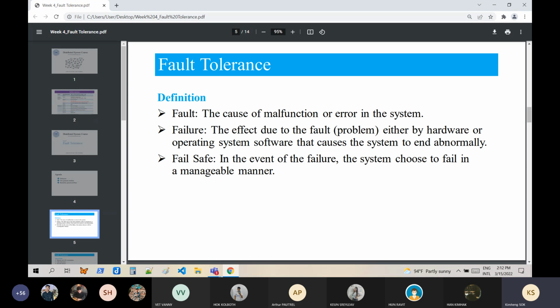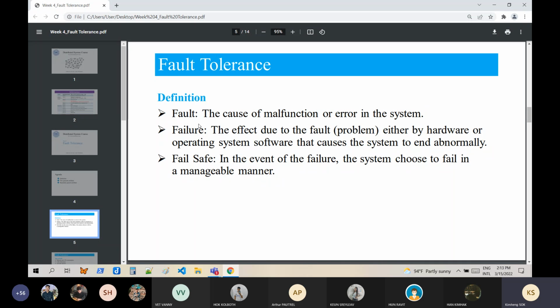Okay. So there are a few definitions that we must learn. The first one: what is a fault? You can see that here is fault tolerance. So what is a fault? A fault is the cause of a malfunction or error in the system. So whatever causes something to error in the system, we call it a fault.